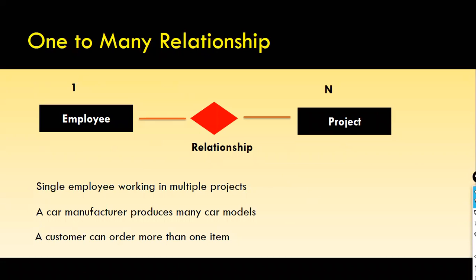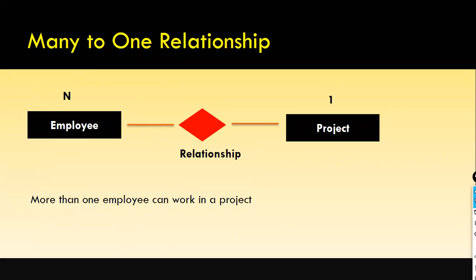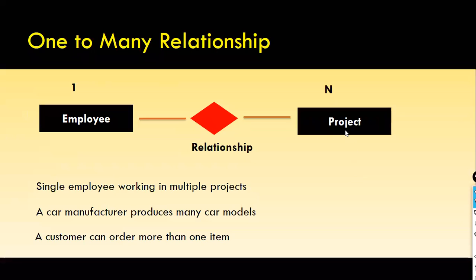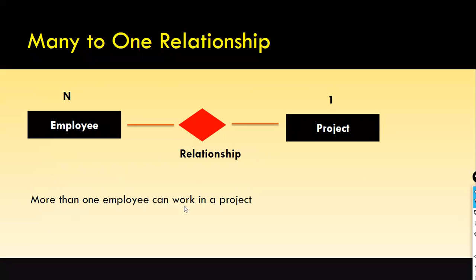And the next one is many-to-one, the opposite. What is the example for many-to-one? More than one employee can work in a project. Here I said a single employee can work on more than one project, but here many employees can work on a project. Obviously, right? In a single project, many employees will be working on it, and more items ordered in a single order. The opposite thing, right? A single order can have more than one item. That is one-to-many. More items on a single order, many-to-one relationship.